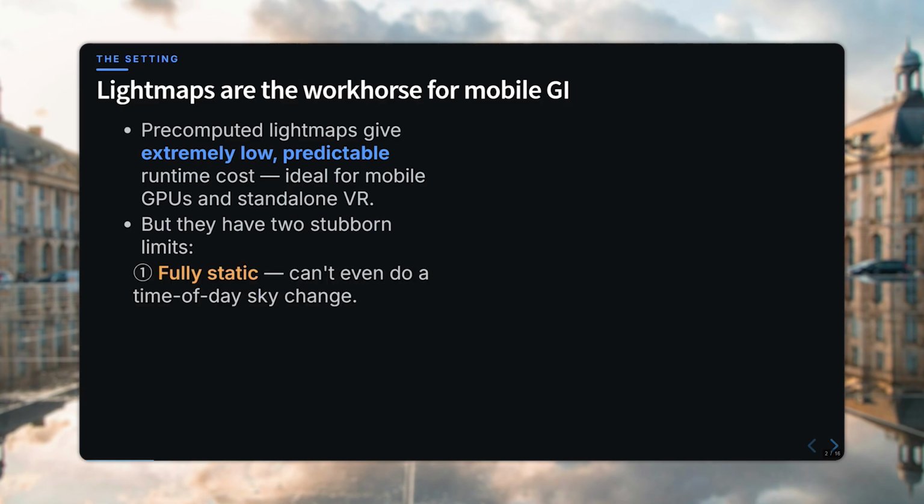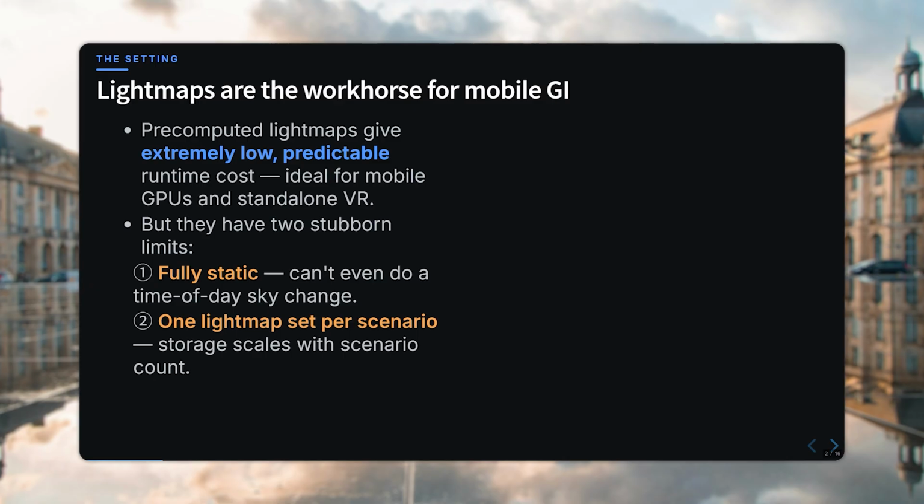The first one is that they're completely static. You can't even do something as simple as a time of day sky change. And the second one is storage. If you want to support many lighting scenarios, you have to bake a separate light map set for each one. So your storage just grows with the number of scenarios.